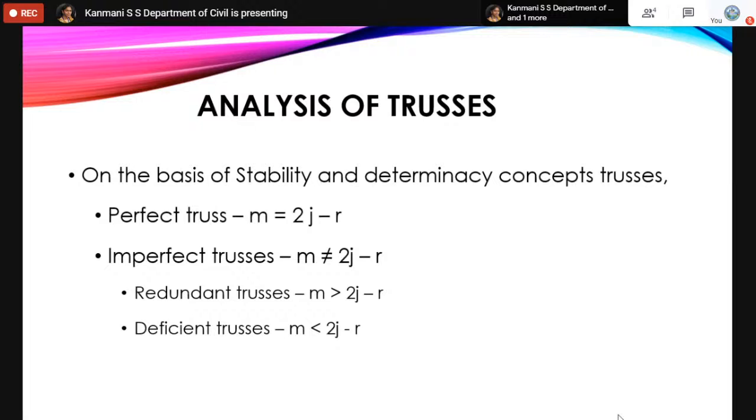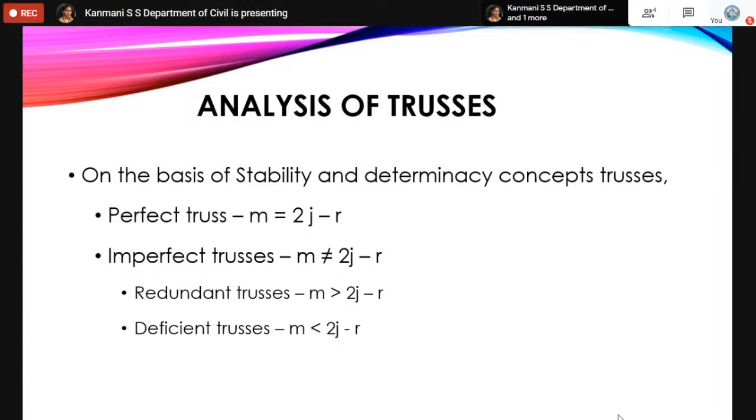Coming to this, basically what is determinacy and indeterminacy of truss. Basically, we have two different types of trusses, perfect truss and imperfect truss. A perfect truss is called a stable determinate truss, wherein the number of members is equal to 2j minus r, where j is the number of joints and r is the number of equations of equilibrium available. I explained this on day 1 session 2 in detail.